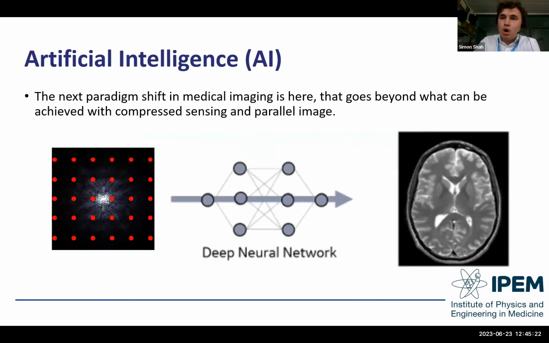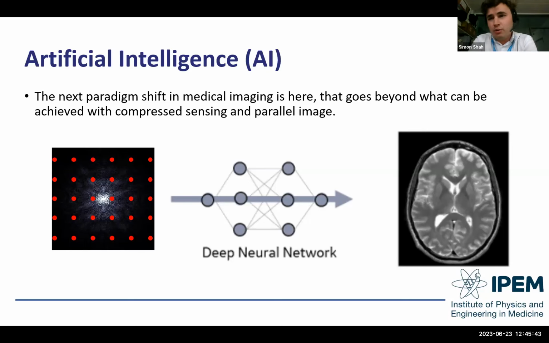But let's touch on what artificial intelligence is. It's the next paradigm shift in terms of accelerating imaging protocols in MR. And why is this? Well, we've effectively got to the limit with compressed sensing, with GRAPPA, with simultaneous multi-slice, and to get things further, we have to move into the next realms of imaging.